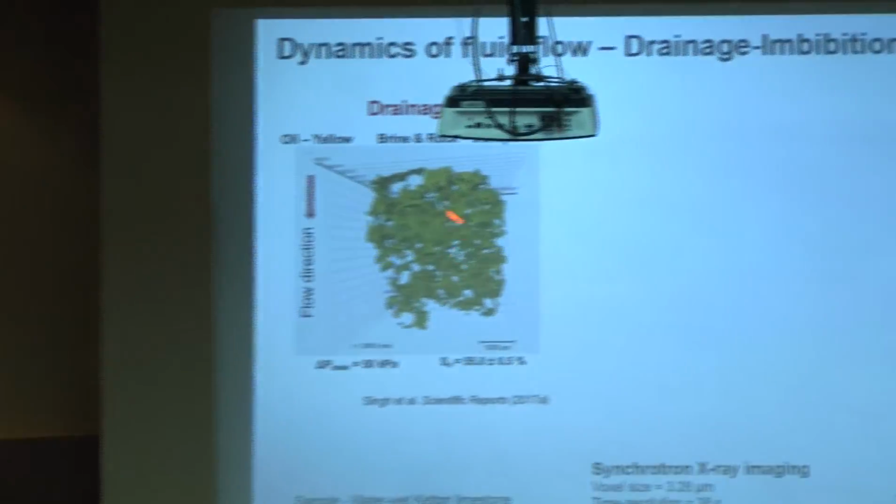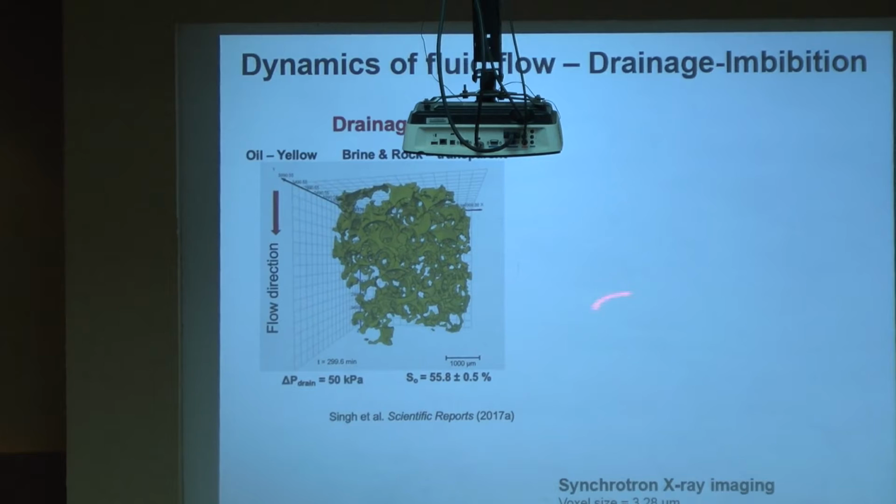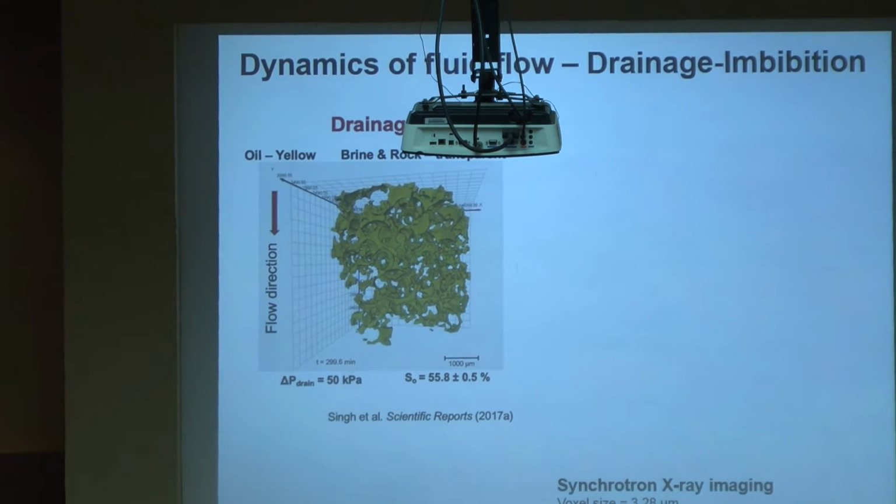Okay, so we've seen the drainage. Now, in drainage, it pushed the water out of the system. But as I said, the water is still connected. It's about 56%. And then the rest of the phase is water phase there. It's all connected. Now, if I inject water from the base, I call it secondary imbibition.